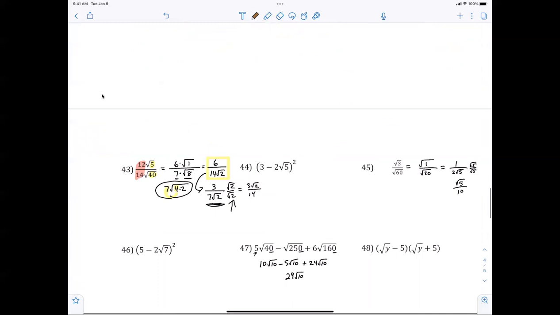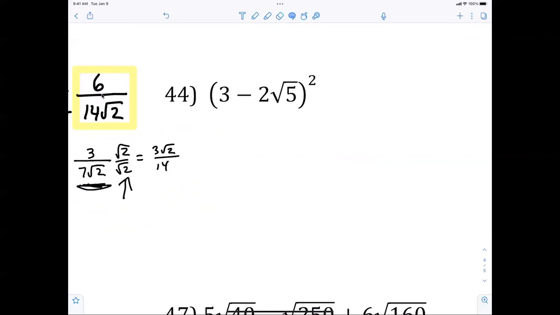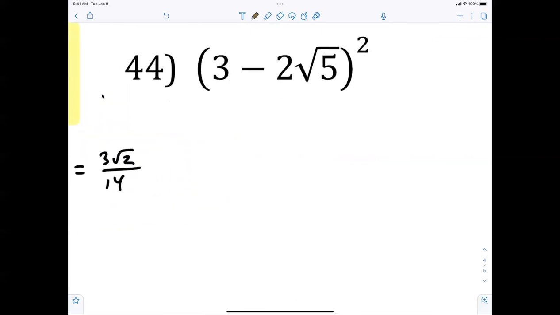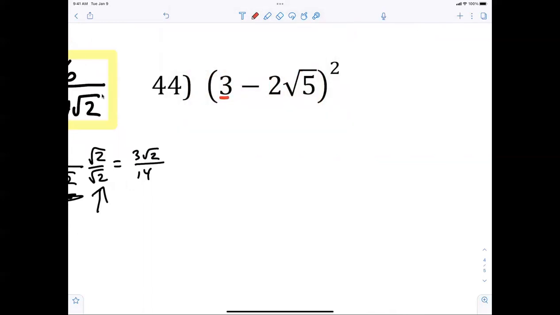Very, very nice. All right, here we go. 44. Okay, this is another good little practice problem here. Come on. All right, we're squaring. Come on now, this is the pattern. Here we go. 3 squared is what? 9. Middle term is always this times this. What's 3 times -2? -6 times 2. -12. Don't forget radical 5, right?